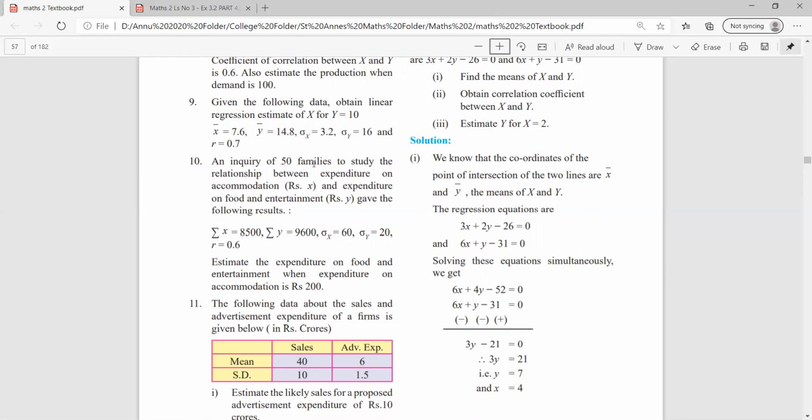So, inquiry of 50 families. So that means small n is given to you as 50. The expenditure on accommodation is given as x, and expenditure on food and entertainment is given as y. Summation of x, that means total of x and total of y is given to you. Both sigmas are given and r is given. You have to estimate the expenditure on food and entertainment when expenditure on accommodation is given to be as 200.